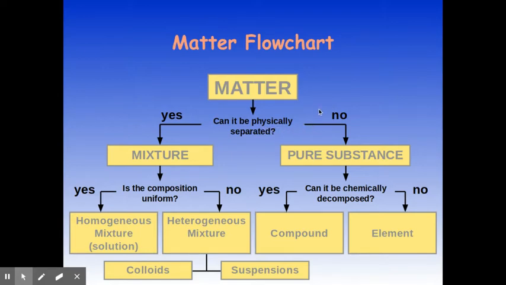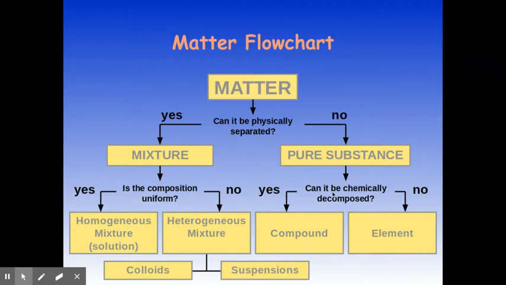So let's say I have a mixture of paper clips and sand, right? I can use a magnet to pick out the paper clips. That can be physically separated. That's a mixture. On the other hand, if it can't be physically separated, you probably have yourself a pure substance.